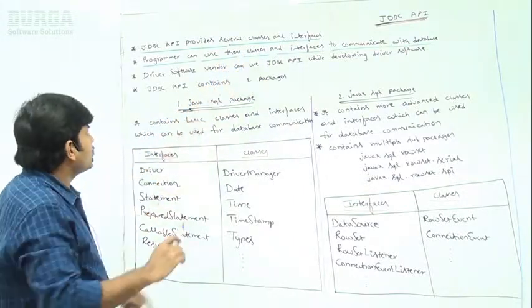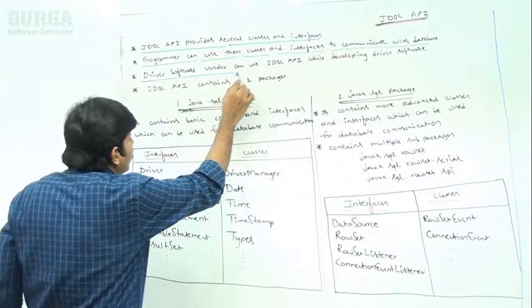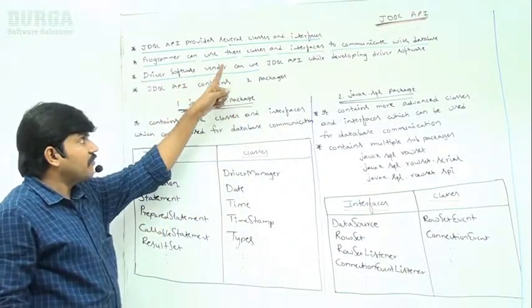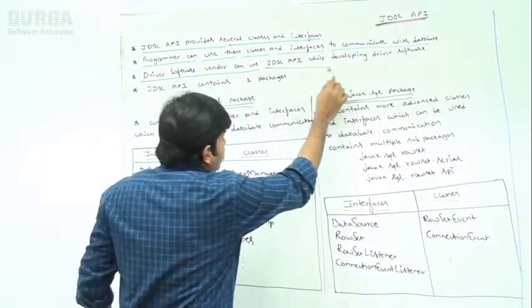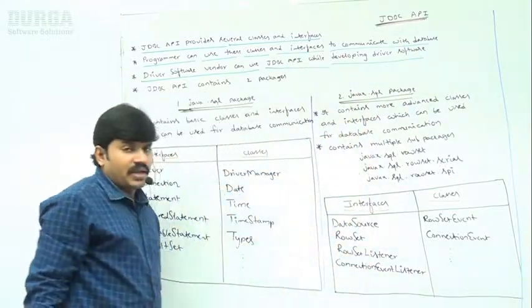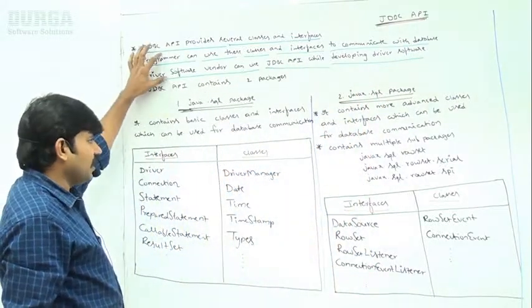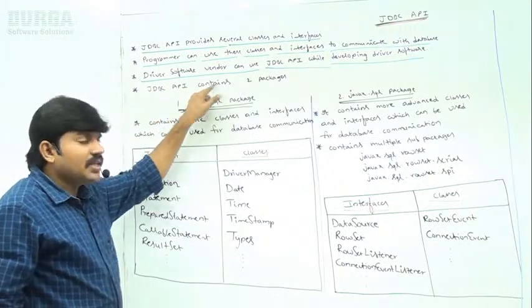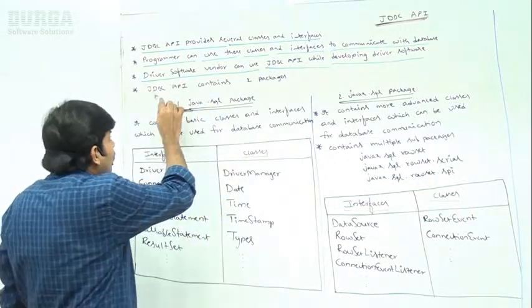Clear, right? Next, who is responsible? Another person who can use it: the driver software vendor can use the JDBC API while developing driver software. Clear, right? Next, how many packages does the JDBC API contain?